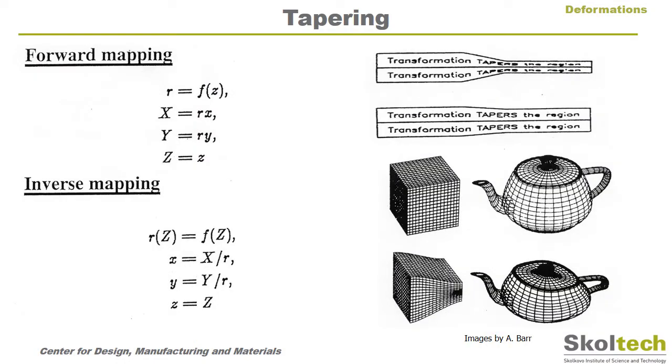Tapering is a generalization of scaling where the scaling factor changes along some axis. We can see the examples where the scaling of the teapot and the cube change from the left to right. The scaling factor r is given as the function f of z coordinate.